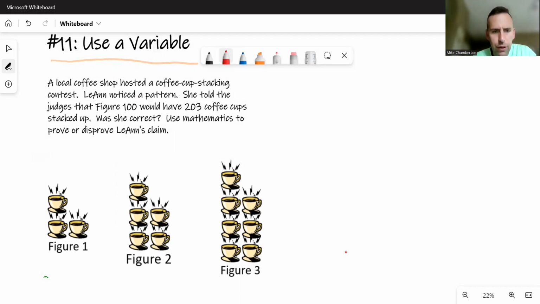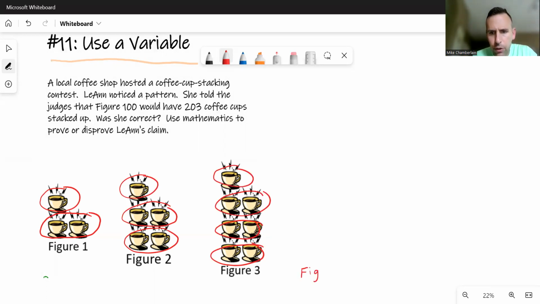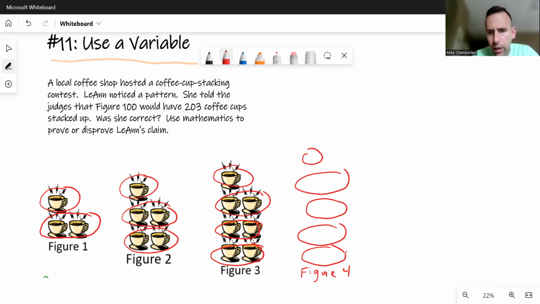So maybe you notice figure 1 has a stack of 2 and it has 1 on top. And then it has 2 stacks of 2 and 1 on top. And then it has 3 stacks of 2 and 1 on top. So if you were to think about figure 4, if you were to draw it out for a second, because this is one of the strategies, you might think, well, that would have 1, 2, 3, 4, and 1, right? I'm just drawing little blobs for coffee cups. There'd be 4 stacks of 2 and 1 on top.